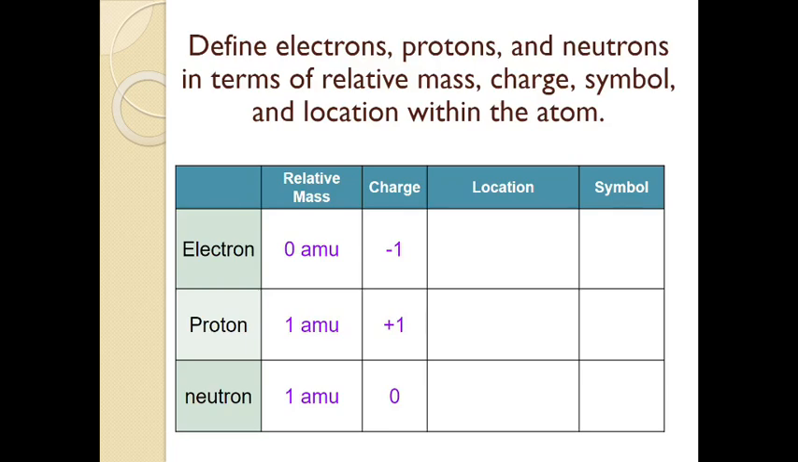Now, as we talked about in our history, electrons exist outside of the nucleus in what we call the electron cloud, and our protons and neutrons both exist inside the nucleus.